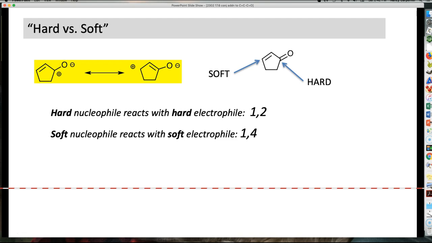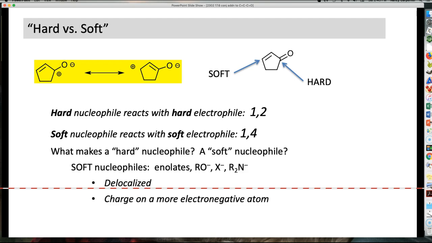So, all right, let's try and look at this in a little bit more detail. If this is going to help us at all, we need to understand what makes a nucleophile hard or soft. Kind of alluded to it already. The hard electrophile has this hard concentration of charge. The soft electrophile is delocalized and further away from any really full charge. So we're going to apply those same things to our nucleophiles.